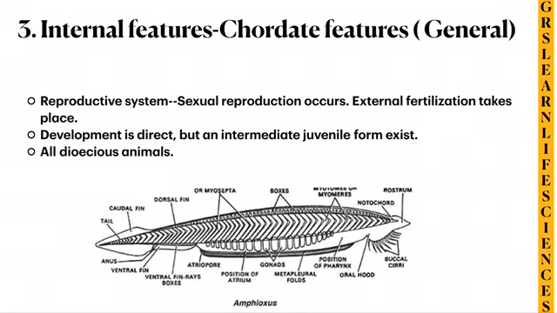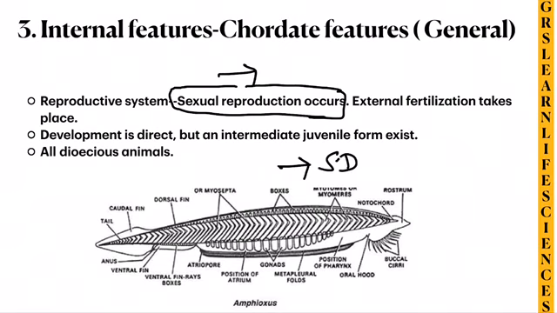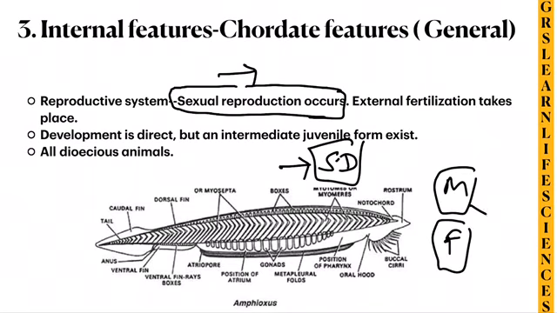Coming to this reproductive system, sexual reproduction occurs in these organisms, and these organisms are dioecious. Even though they are dioecious organisms, they don't exhibit sexual dimorphism. See, in these cephalochordates we see the male organisms and female organisms, but they don't show any sexual dimorphism, so we cannot distinguish them externally. These organisms have 26 to 27 pairs of gonads. So this is very important.